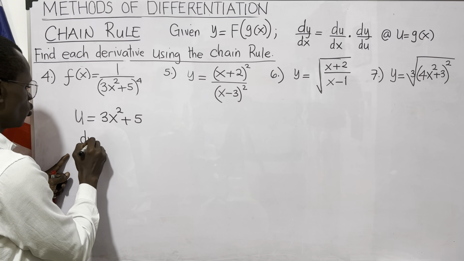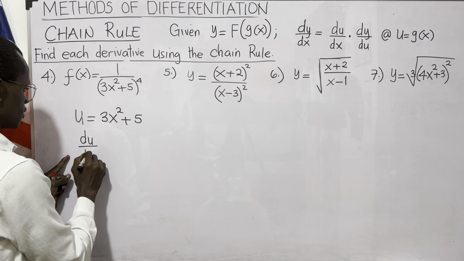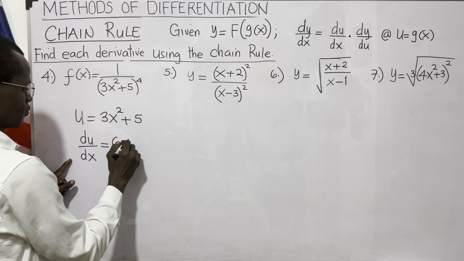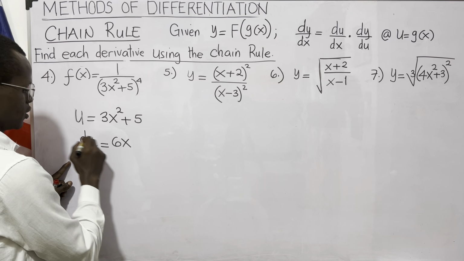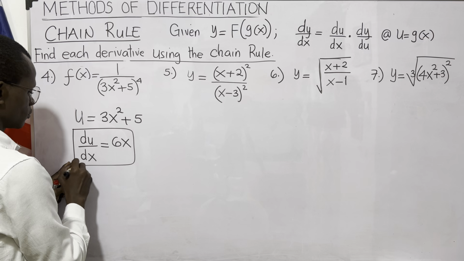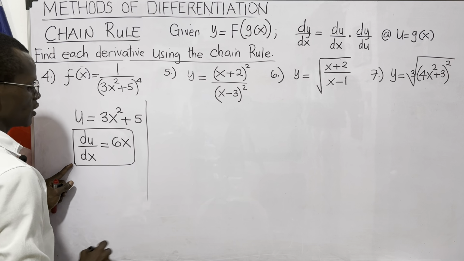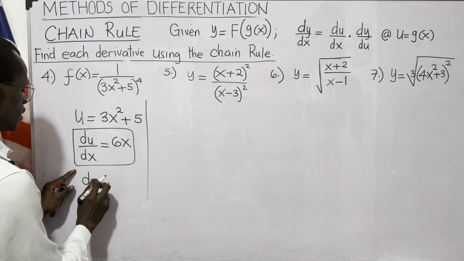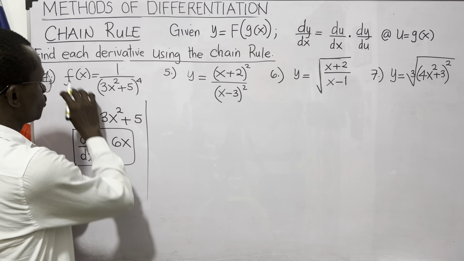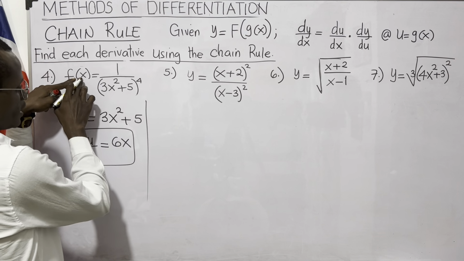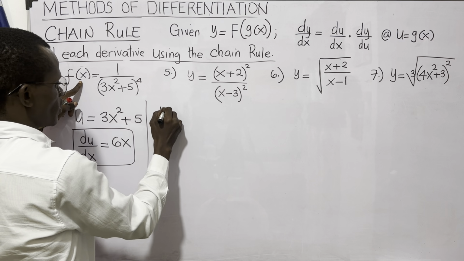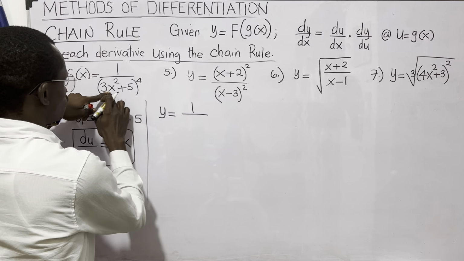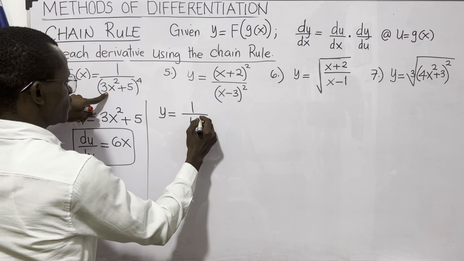So our du by dx would just be 3 times 2 is 6x, and the derivative of 5 is 0. So we've gotten the first one. The next thing we need to get is our dy by du. So the first thing, let's know the new function, right? So this is f of x, so we can just rewrite that f of x as y. And this is 1 all over, and what is here is u, so it's u raised to the power of 4.